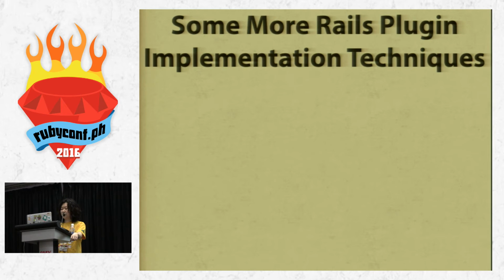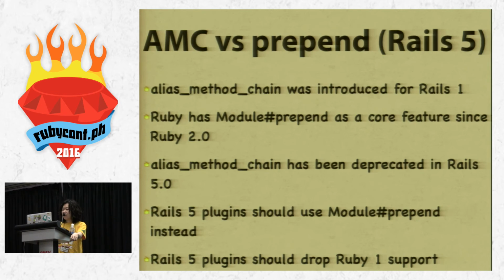I need to bring some more minor techniques. Okay. The module prepend. So we're going to deprecate alias_method_chain in Rails 5. So please move on to prepend, and please do not use anything that still uses alias_method_chain. If you want to know if the plugin is Rails 5 ready or not, or actively maintained or not, please just git grep inside the repository and see if alias_method_chain is still used.